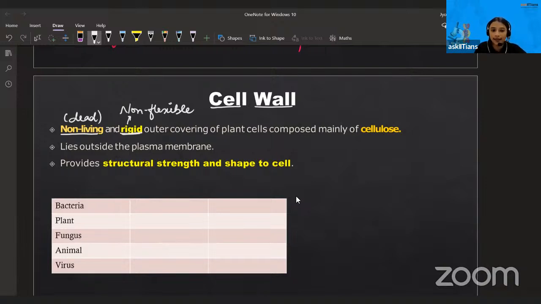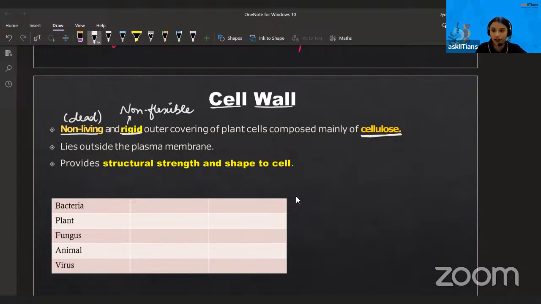Okay, and it is the outer covering of the plant. See, not only in plant, but there are some other organisms as well. I will tell you, in which the cell wall is present. And if I talk about plant, in plant it is made up of cellulose. It is a form of carbohydrate, right? So it is made up of cellulose, and it lies outside the plasma membrane, as I already told you.